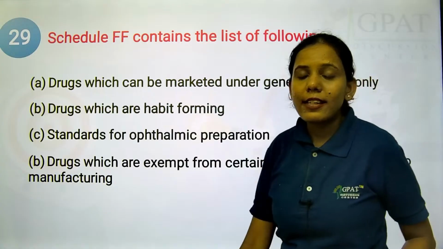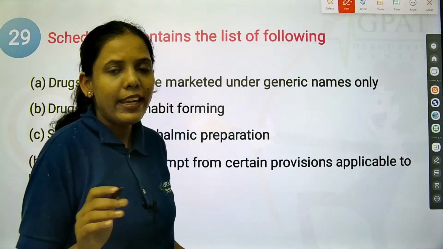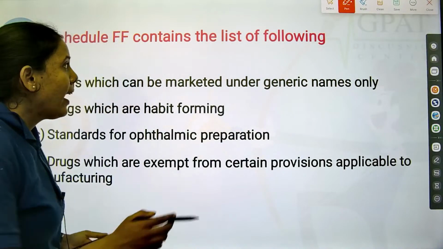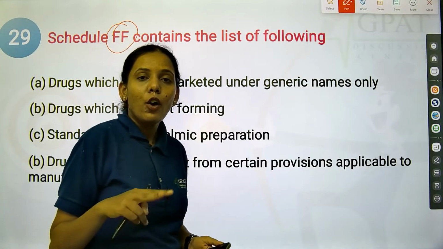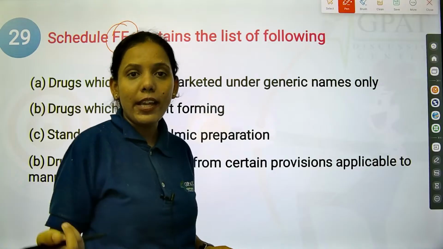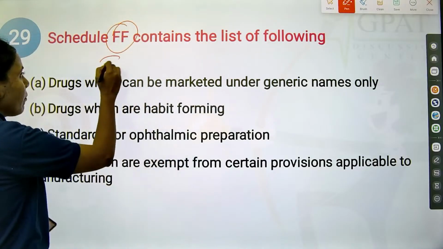Next is Schedule FF. Now very easy, for this also there is a trick. FF means two Fs are present, and in that FF means we have two I's. Like that you can remember.